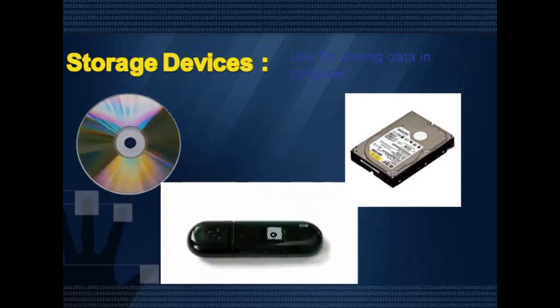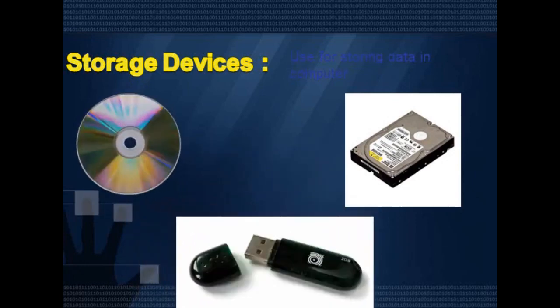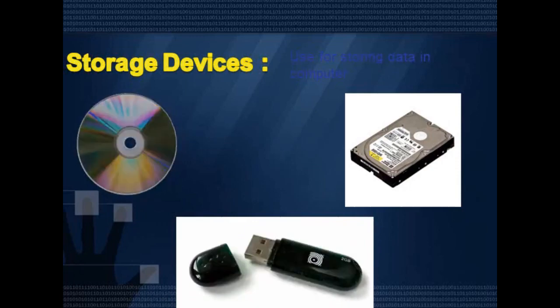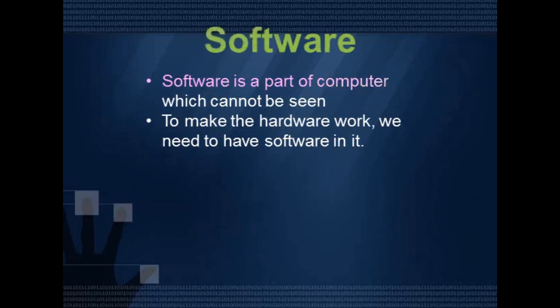Pen drive. It is very small in size but can store and transfer data from one computer to another. It can be handled very easily. Software. Software is that part of a computer which cannot be seen and touched. To make the hardware work, we need to have software in it. Let us understand software with the help of some examples.